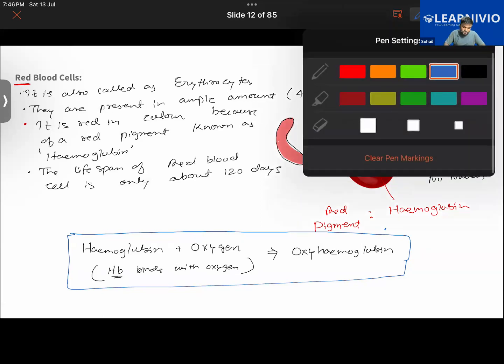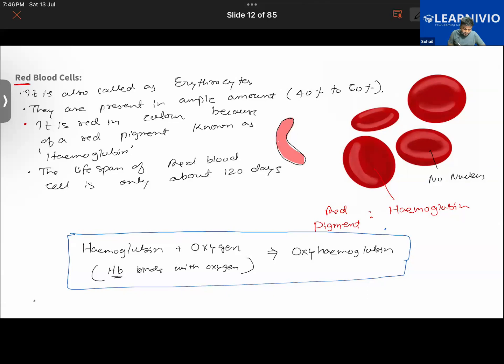Furthermore, one more important thing: where its formation takes place. Its place of formation is inside the bone marrow. Production of one more blood cell also takes place inside the bone marrow. Do you guys recall that? In the previous class, we learned about that.